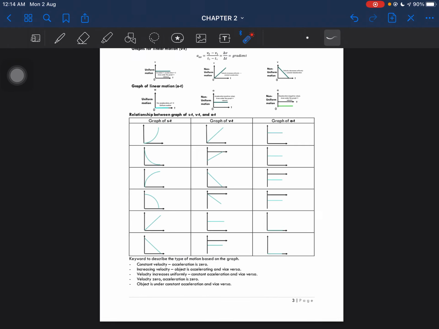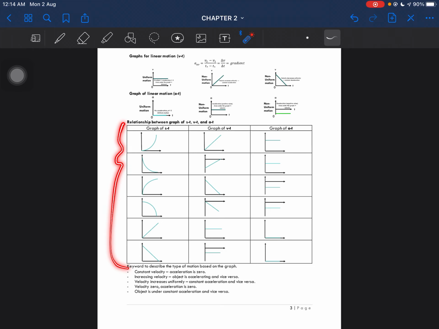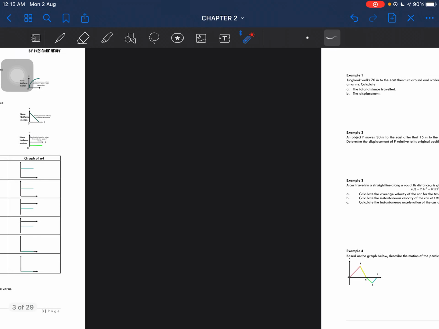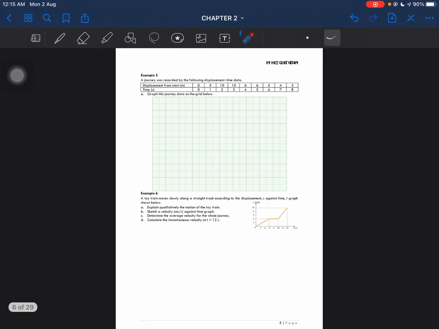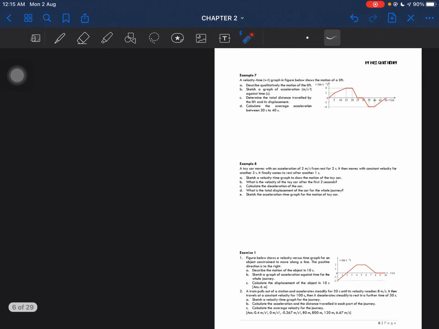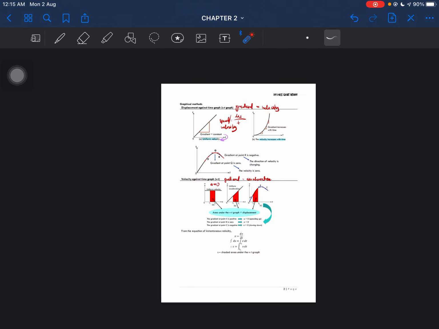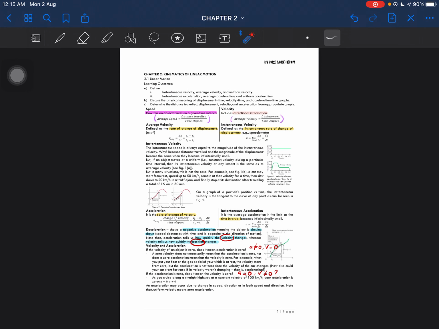Okay, so make sure you are able to describe this motion, the graphs, by using some of the keywords here, right? Okay, let me see if we have another theory. Okay, so that is basically the theory part for 2.1, which is on linear motion.